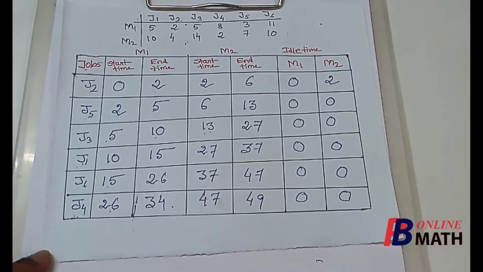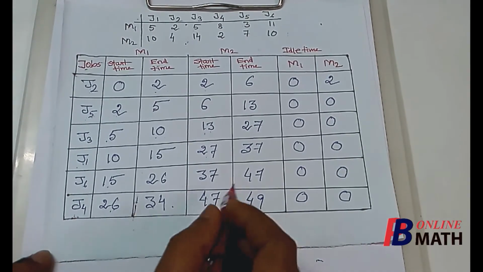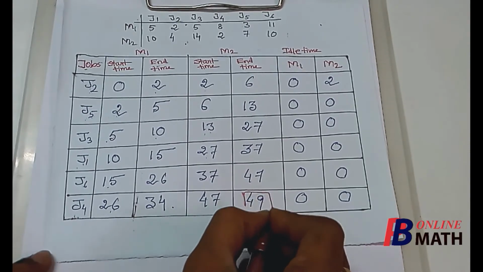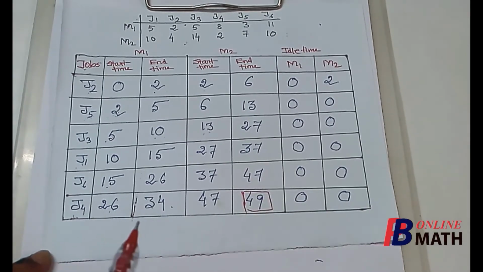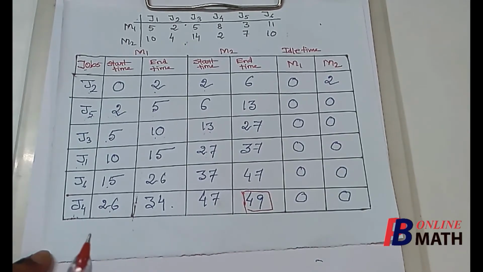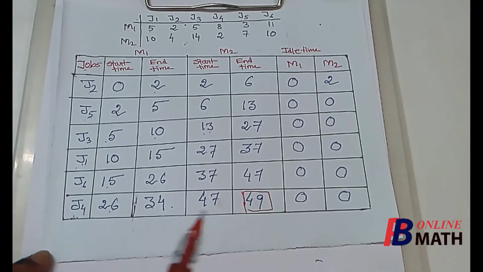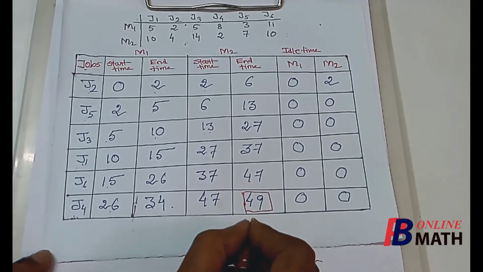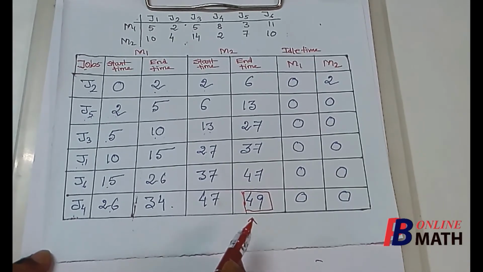Now we find the total elapsed time. Actually this is the total elapsed time, and the total elapsed time is the time from the start of the first job on the first machine to the end time of the last job on the last machine, which is 49. So this is the required total elapsed time.